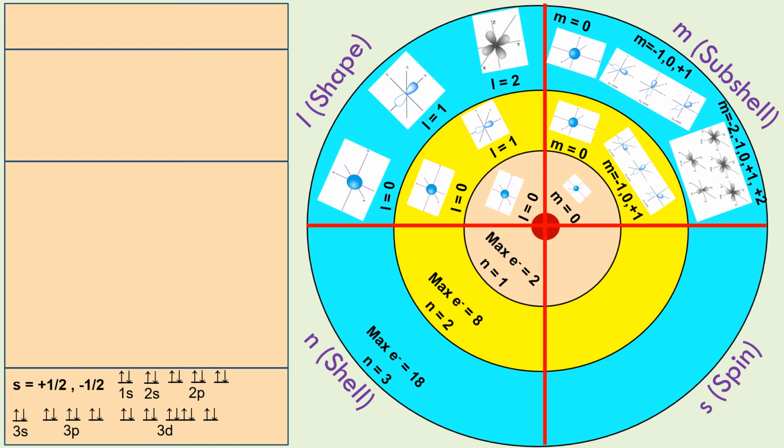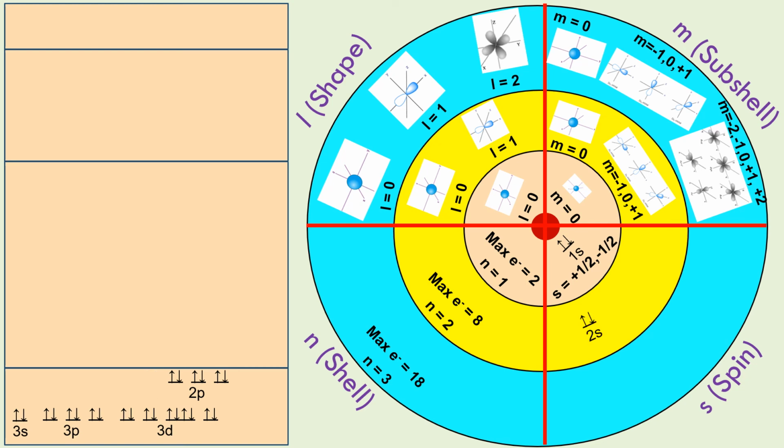Quantum number s, spin. The first energy level has only two values of s, positive 1/2 or negative 1/2. Positive 1/2 represents the spinning motion of the electron in the clockwise direction and is represented by an upward arrow, and the value of negative 1/2 represents the spinning motion of the electron in the anti-clockwise direction and is represented by a downward arrow.